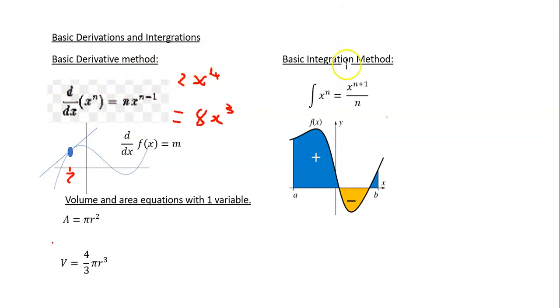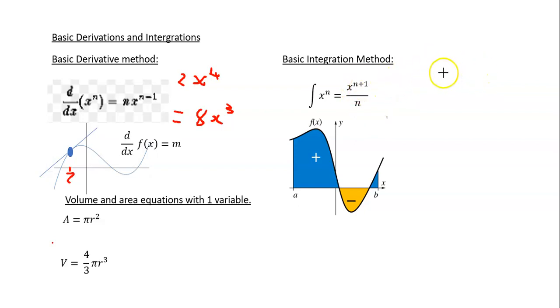Now for integration. The basic integration method is basically the reverse of what you just did there. So we have x to the power of n here. The integration symbol is the little squiggly, elongated s. The integration of x to the n: you first divide the whole thing by n, and then you add 1 to the exponent at the top.